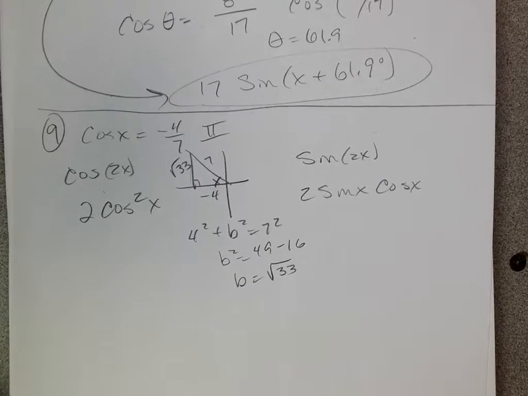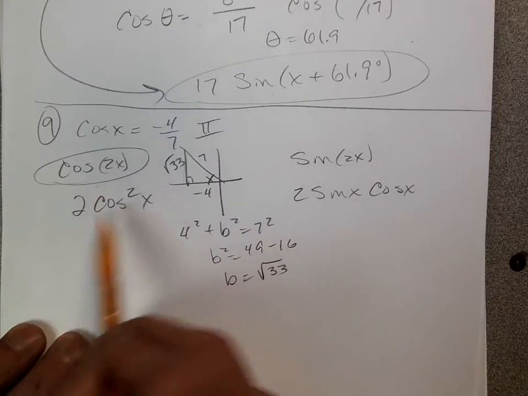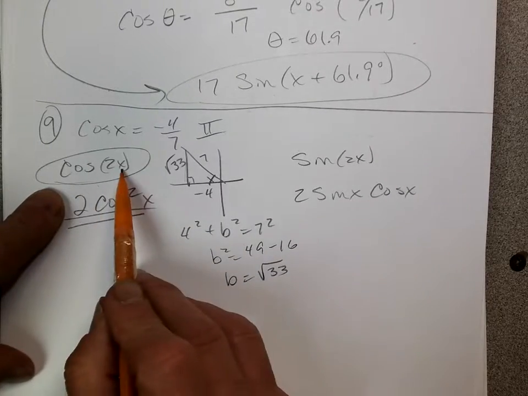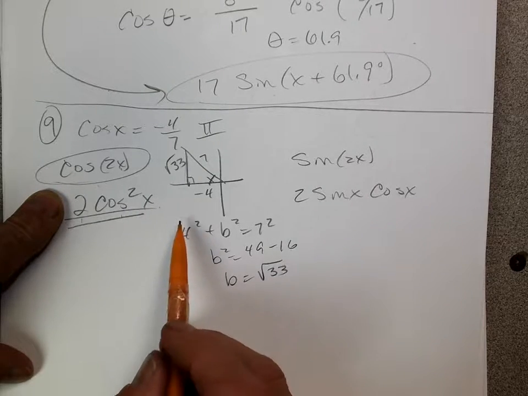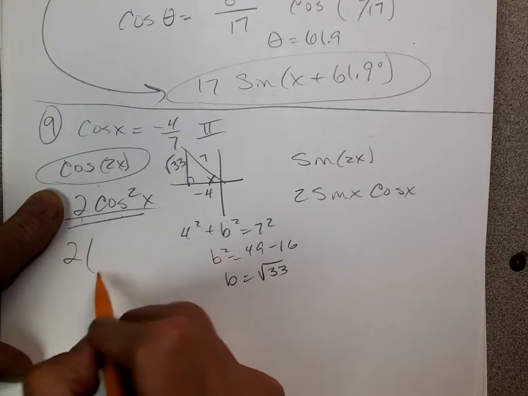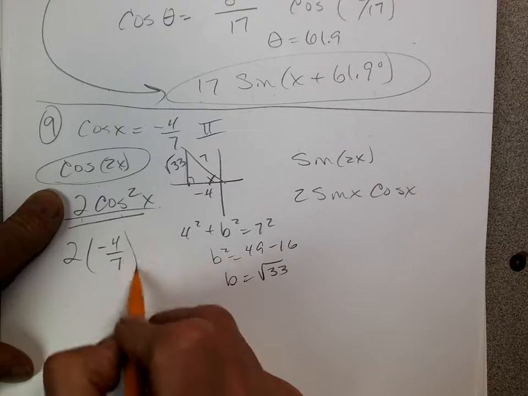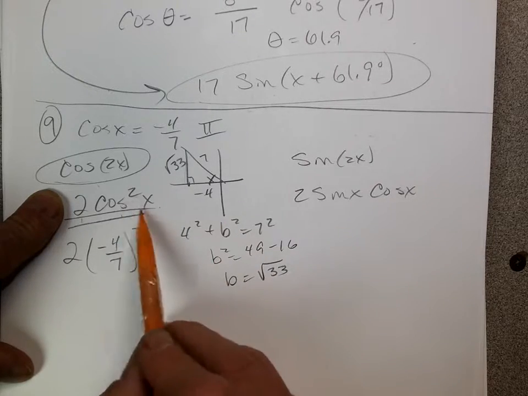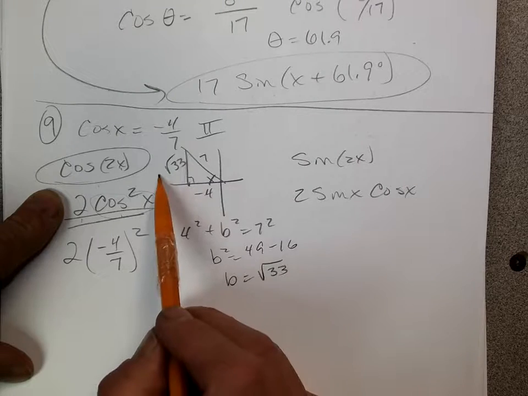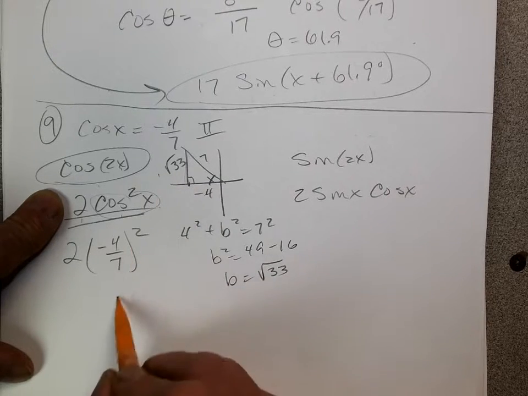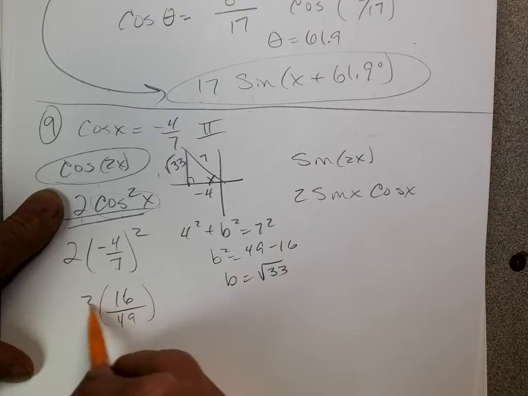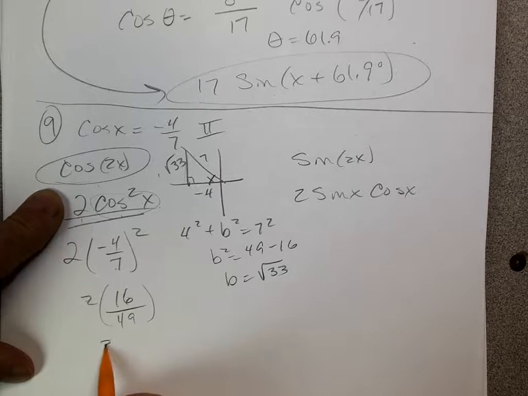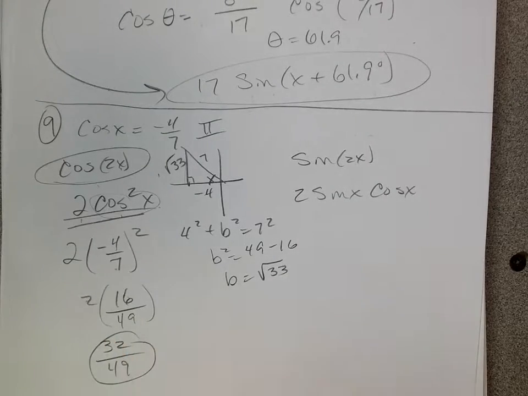Okay, let's figure this out now. So here's my identity right there. So cosine of 2x is equal to 2 cosine squared of x. So cosine is equal to negative 4/7. So we'll go 2 times negative 4/7 squared. So just plug in for cosine my negative 4/7 squared, and I get 16 over 49 times 2. 2 times 16 is 32 over 49. So that is the exact value of the double angle.